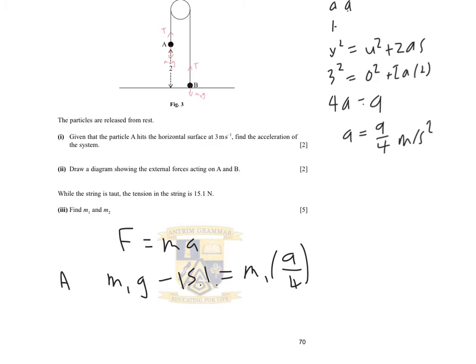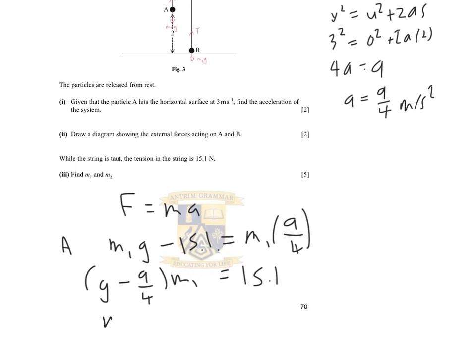Okay, if we rearrange that, the 15.1 will go on the right hand side, and you'd have two terms with m1. One is g and the other one is negative 9/4. So in total you've got g minus 9/4, times m1. So m1 would be equal to 15.1 divided by 9.8 minus 9/4. And that gives you that m1 is equal to 2.